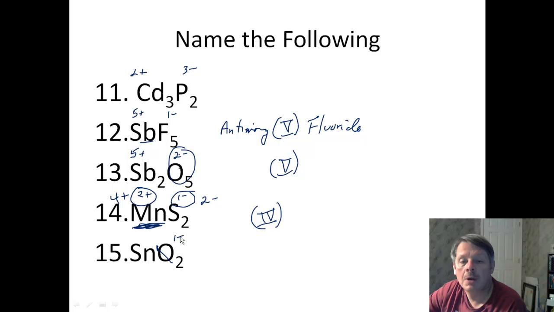And you're going to have the same problem here when you crisscross. You're going to have a 1 minus charge for oxygen and a 2 plus charge for tin. That doesn't make sense for oxygen. You have to double that number to a 2 minus, which means you have to double this number to a 4 plus. So this becomes tin 4 oxide.